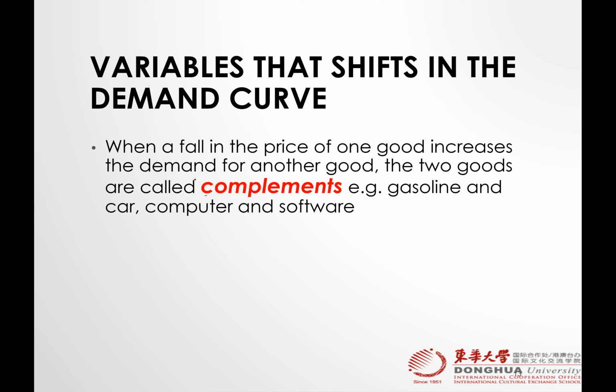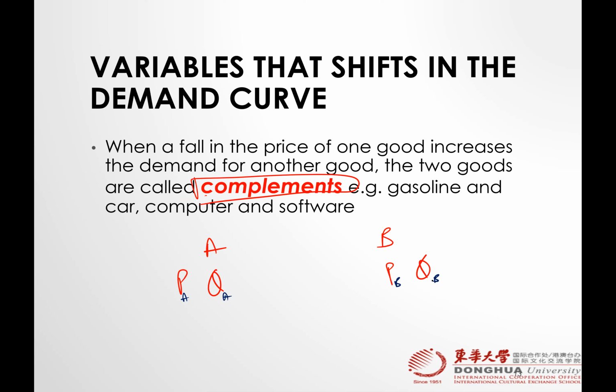Okay, and then we talked about complements. What do we mean by complements? When a fall in the price of one good increases the demand for another good, what do we call them? Complements. They are an integral part of that product. So here we go. This is product A. This is product B. The law of demand applies to both products. So let's talk about this. This is price of A, quantity of A, price of B, quantity of B.